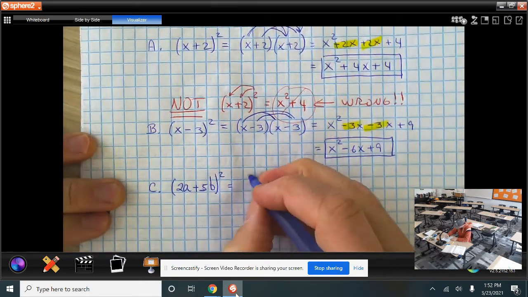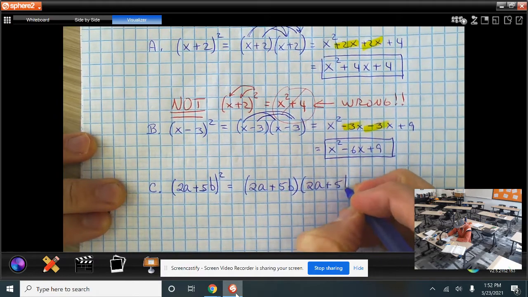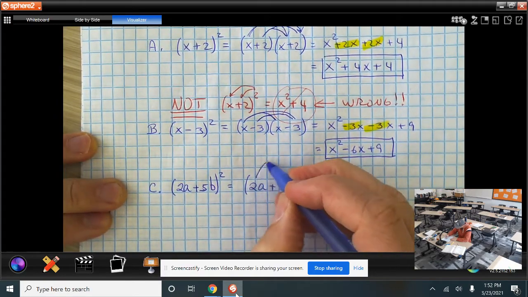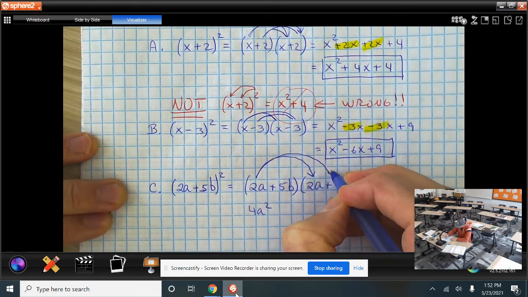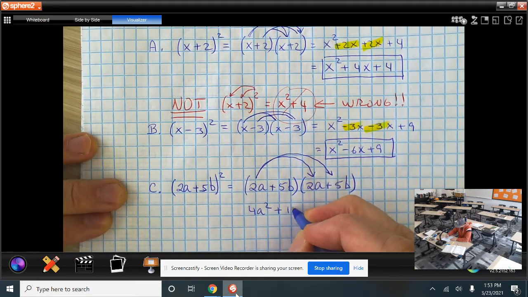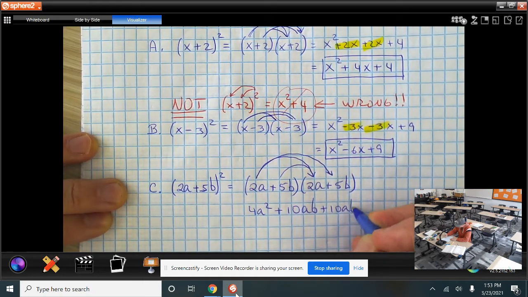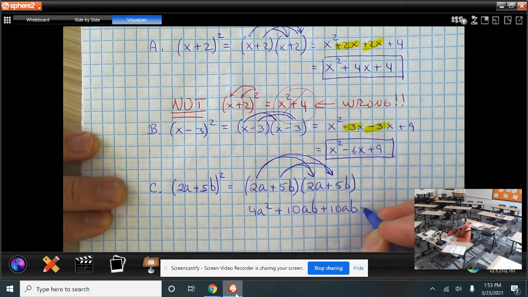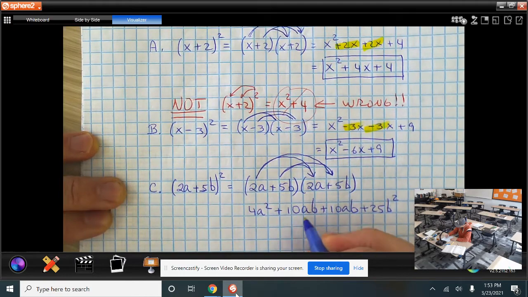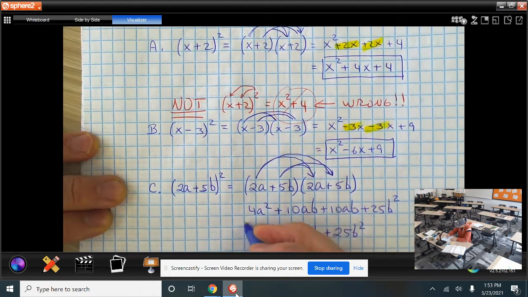Did you do this? 2a plus 5b times 2a plus 5b. I'll go below to do this one. 2a times 2a is 4a squared. 2a times 5b is 10ab. 5b times 2a is also 10ab. The middle terms are going to be the same. And lastly, 5b times 5b is 25b squared. Now your middle terms are the same, and so you're going to get 4a squared plus 20ab plus 25b squared.